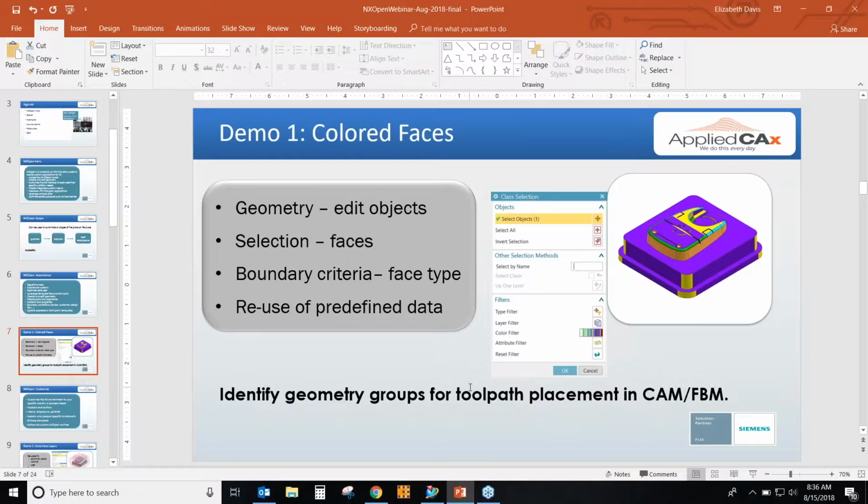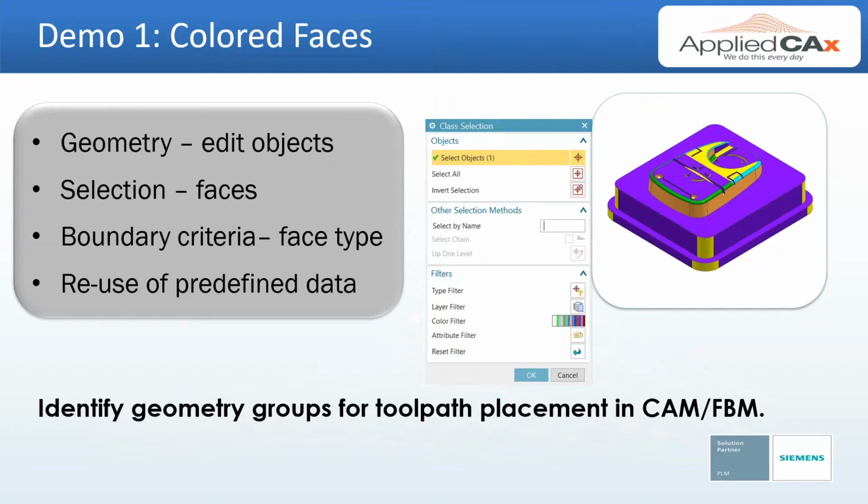With NXOpen, this is something that you can automate. An example is taking your CAM processes further by taking advantage of feature-based machining. You can apply tool paths using the different colored faces.